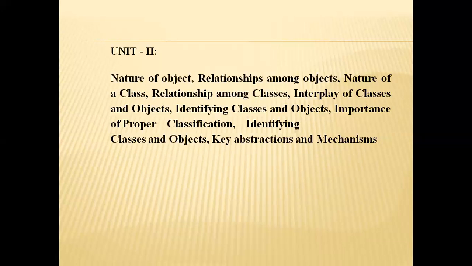In any system, you must identify the classes and objects. Next come the classification of objects, identifying the objects, and key abstraction. In total, in the second unit, you learn about objects and the relationships among the objects, then classes and the relationships among the classes. And in any system, whether a library management system, an ATM system, or a railway reservation system, you must identify the classes and objects. In total, the second unit is about objects and classes.